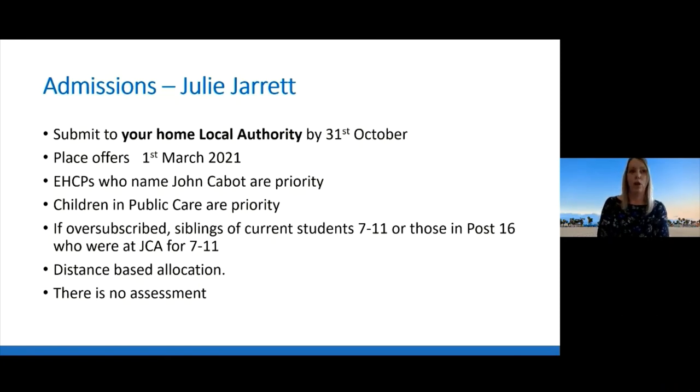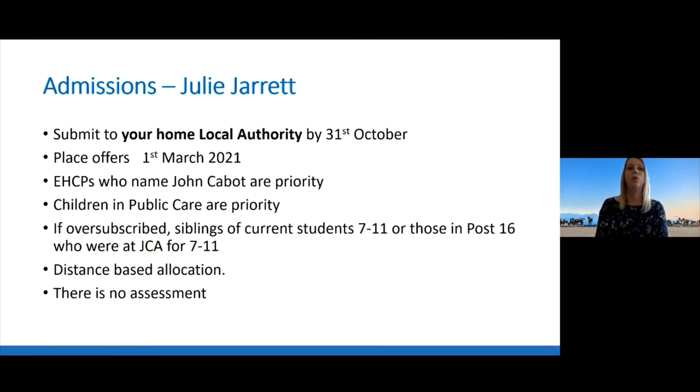If we are oversubscribed, the criteria is looked after children or children who are previously looked after. Then it will be siblings. So that's siblings or brothers and sisters of children who are currently here in years 7 to 11, or if the student was previously here in years 7 to 11 and is currently in year 12 of the CLF post 16. Following this procedure, if we still have places, it goes to a geographic consideration. So those living closest to the school will be given priority.